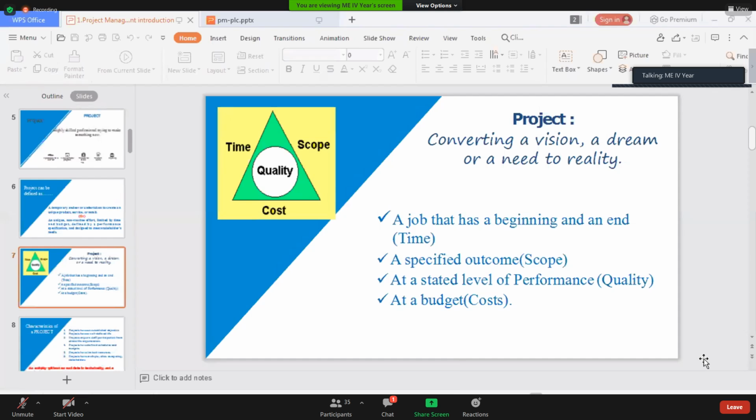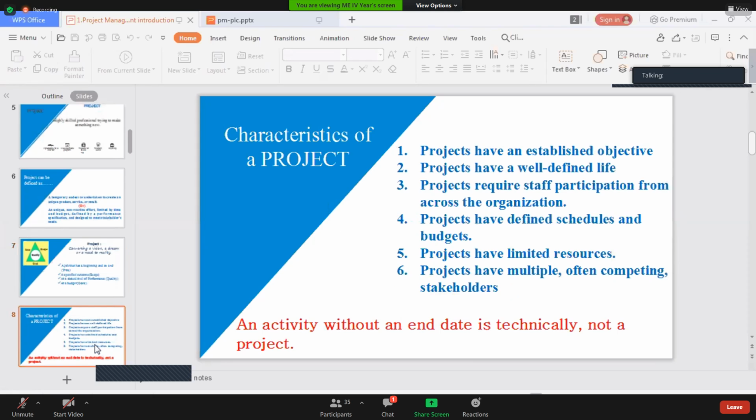Scope, time, cost. All three connected with quality. Without quality, again, these three become useless. So what are the characteristics of a project? Just read.